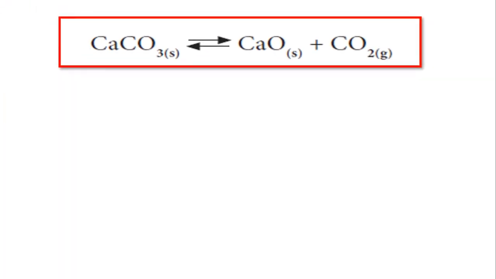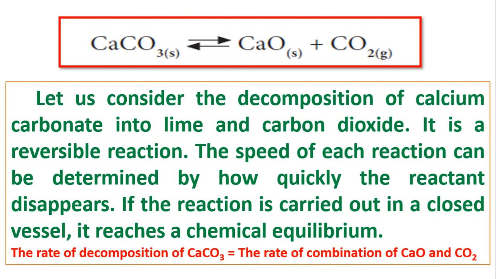This chemical equilibrium can be explained by the following equation, the calcium carbonate. The chemical reaction takes place in a closed vessel. Calcium carbonate decomposes into calcium oxide, which is also called lime, and carbon dioxide. So, this is a forward reaction. And this calcium oxide and carbon dioxide combine together to form calcium carbonate. So, this is a backward reaction.